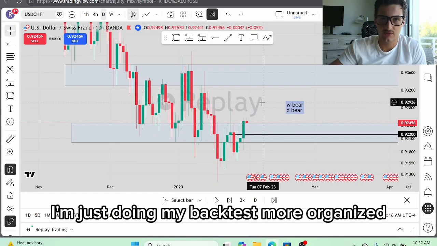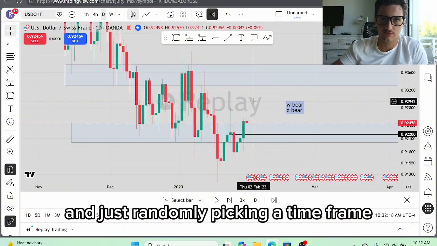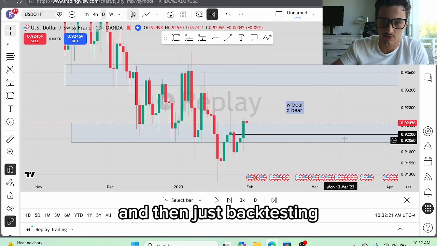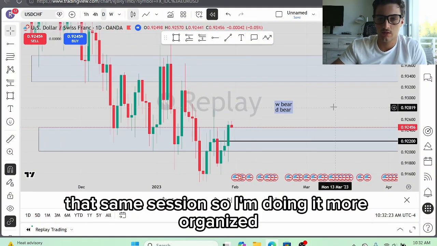I'm just doing my backtest more organized rather than just hopping on the chart and randomly picking a time frame and then backtesting that same session. So I'm doing it more organized.